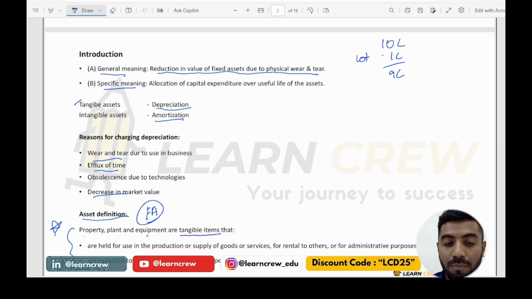These property, plant, and equipment are tangible items that are held for use in production or supply of goods or services, for rental to others, or for administrative purposes. Okay. And are expected to be used during a period of more than 12 months. This is very important. If it's used for a period of more than 12 months, then you can classify this as an asset. So basically, it should be held for use in production. Say, for example, manufacturing of any product, if you're using plant and machinery, those things can be classified as an asset.